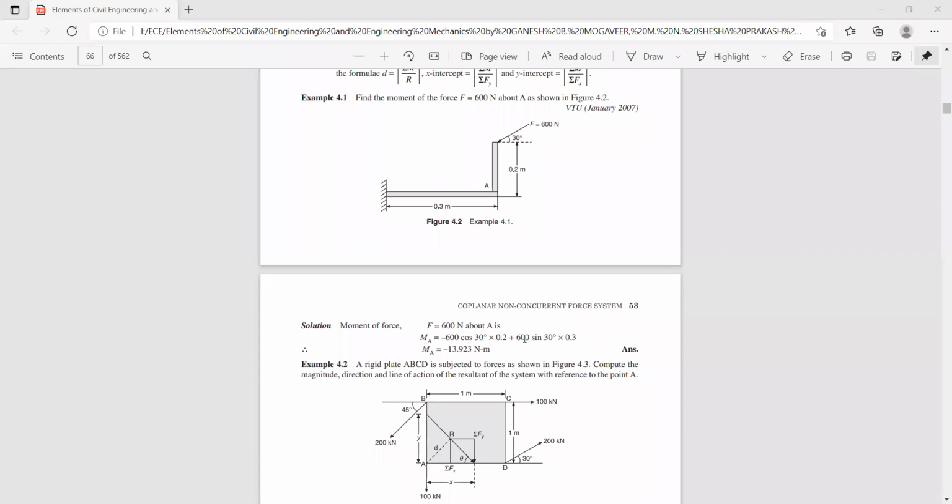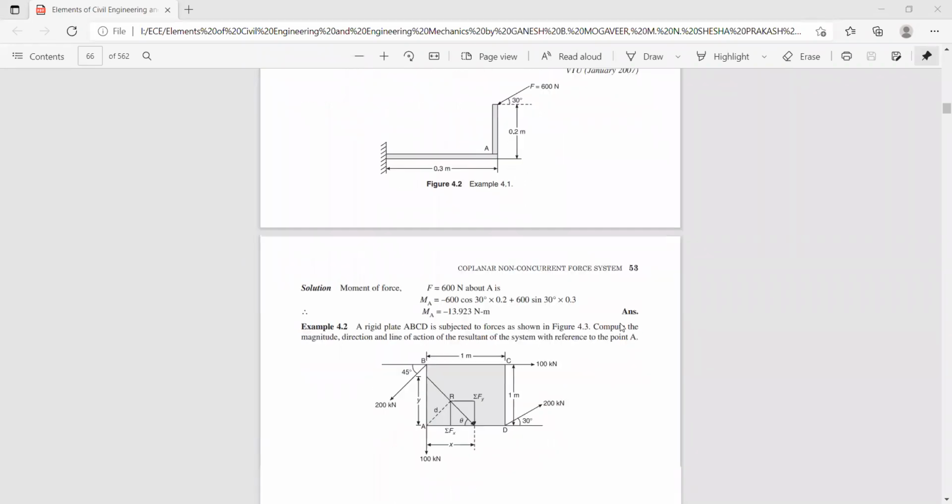It is not anything else, because you only have to consider the horizontal component, which creates the moment, since the vertical component is acting directly over this point A. Suppose it had been here, then the vertical component would have force into the perpendicular distance of 0.3. So here there is a printing mistake. Only this we have to consider. Finally it creates a negative moment, that is 600 cos 30 into 0.2. There will be some printing mistake in the textbook, so you have to go with the concept only.